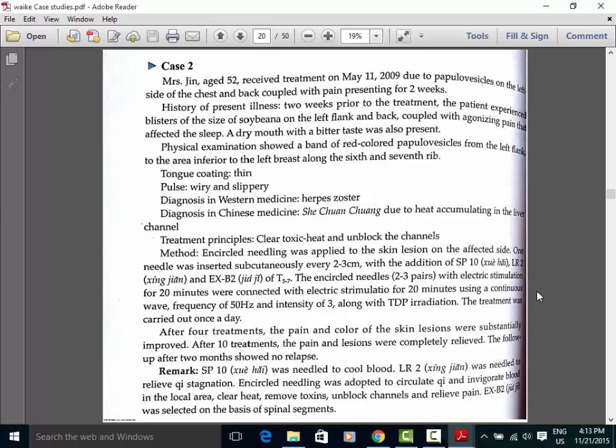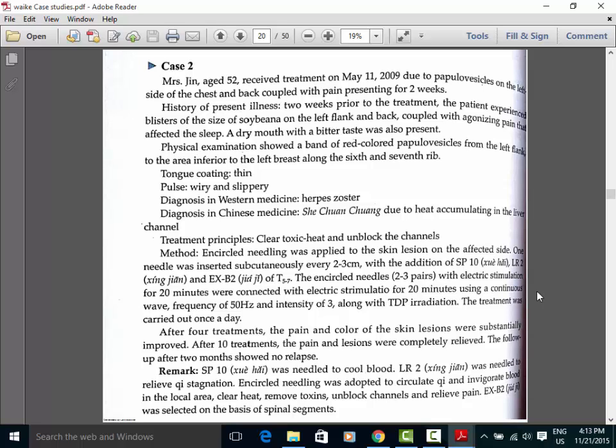Okay. So think about it this way. When they're grading a case study, if you use another point that performs the same function that they would be wanting you to use, right? So they're using spleen 10 to cool blood, right? If you use another point that had that similar function, they'd have to give you credit for that. The bigger problem is not knowing that that's what you want to do, or that's what you need to do in any given case, right?